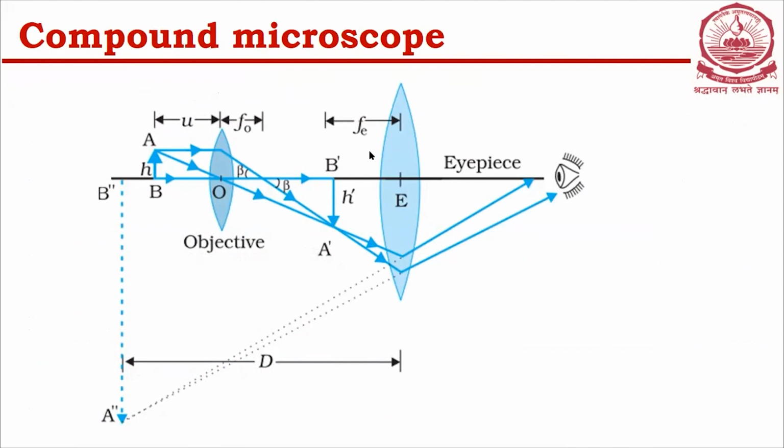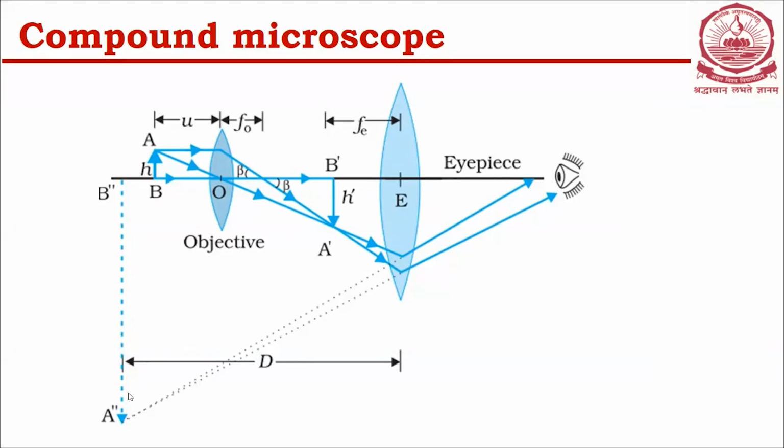As I said before, whenever you have a combination of lenses, the image formed by the first lens will be the object for the second lens. In this case, the object is AB, and the image is at A dash B dash. This will be the object for the second lens, the eyepiece. This is exactly at the focal point, so you can see that it forms an image at infinite distance.